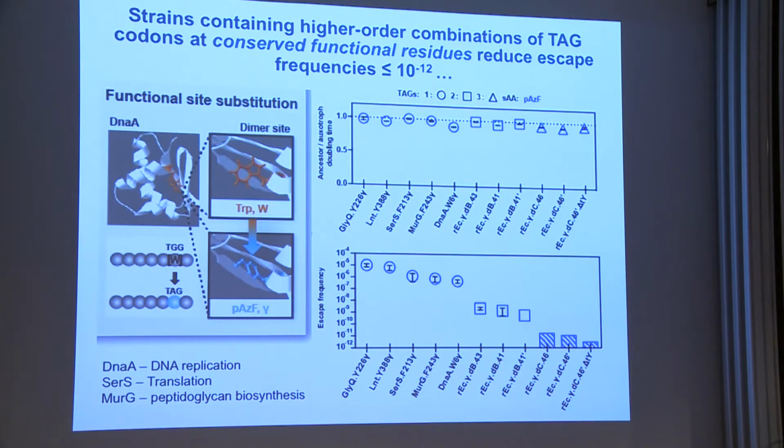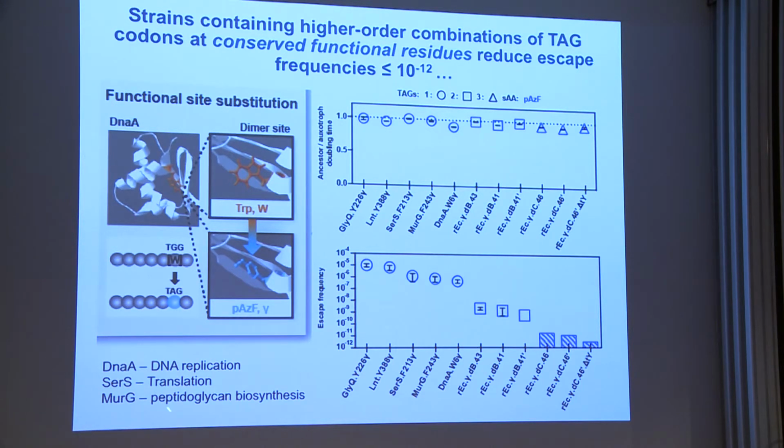Ultimately, we converged on a solution where we targeted conserved functional residues of multiple essential proteins. For example, if you focus on DnaA, which is an essential protein that initiates the process of DNA replication, it forms dimers in order to reach its functional state. If we replaced a conserved tryptophan residue in the dimerization site with a para-azido phenylalanine, it allowed us to still retain the function of that protein, but which now depends on a synthetic amino acid.